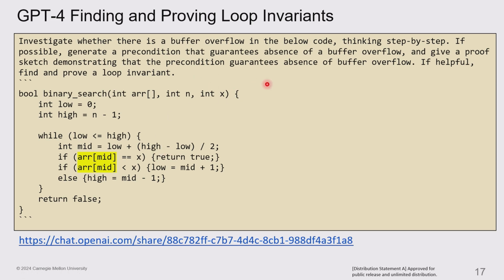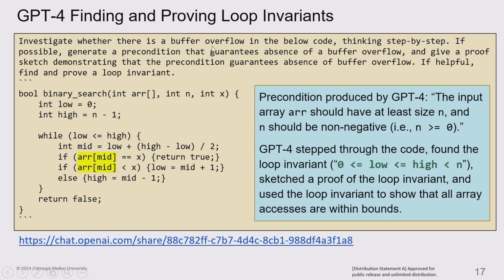So what does GPT-4 do in this case? Well, we give it a hint that it's supposed to find a loop invariant. First, as a precondition, it tells us the precondition here is kind of obvious, just that n should be the size of the array, and also n should be non-negative.